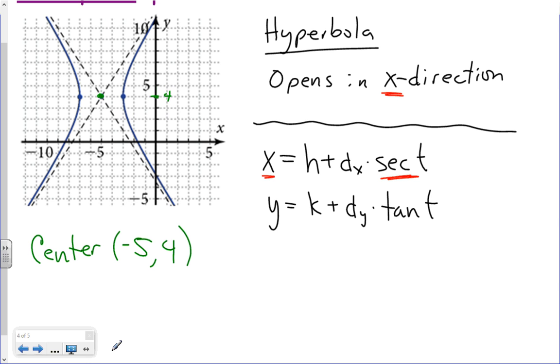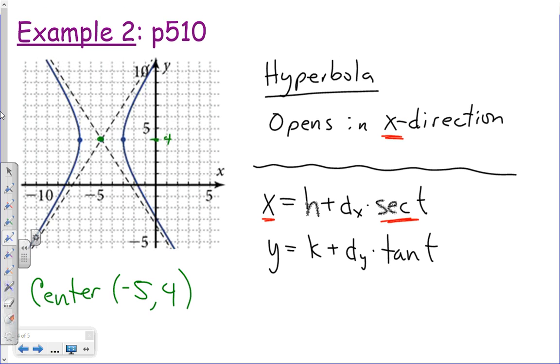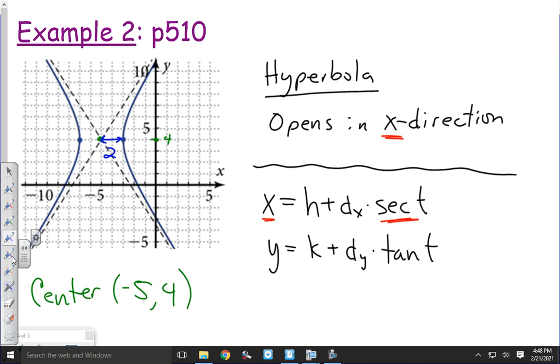All right, and well, that's the HK, so now I just need my X dilation and my Y dilation. And again, to find your X dilation and your Y dilation, you'll do the same thing we did with Cartesian form. And that is we have to measure this distance from the center to the vertex. So that distance right there is what we've got to measure. That clearly is 2 units. So that's the change in X there. That's my X dilation is what that is. So I'm going to write that as dx.